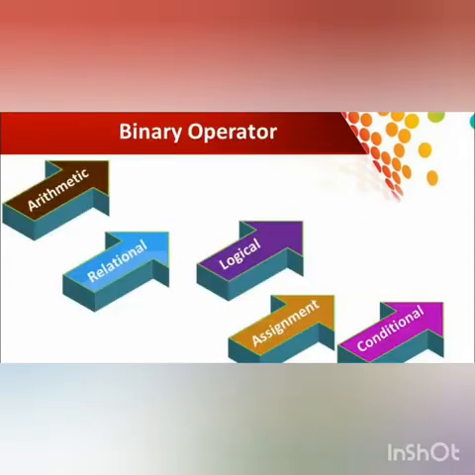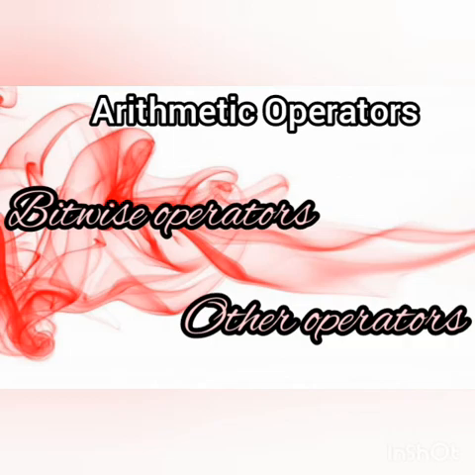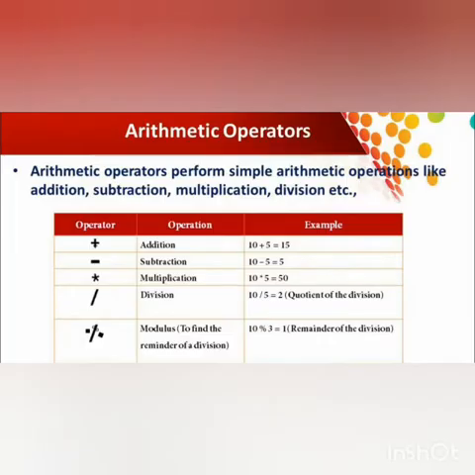Apart from this, C++ operators are classified as arithmetic operators, relational operators, logical operators, assignment operators, conditional operators, bitwise operators and other operators. Now, let's see the first operator, that is arithmetic operators. What do you mean by arithmetic operators? Arithmetic operators perform the simple arithmetic operations like addition, subtraction, multiplication, division, etc. All these operators are called arithmetic operators.